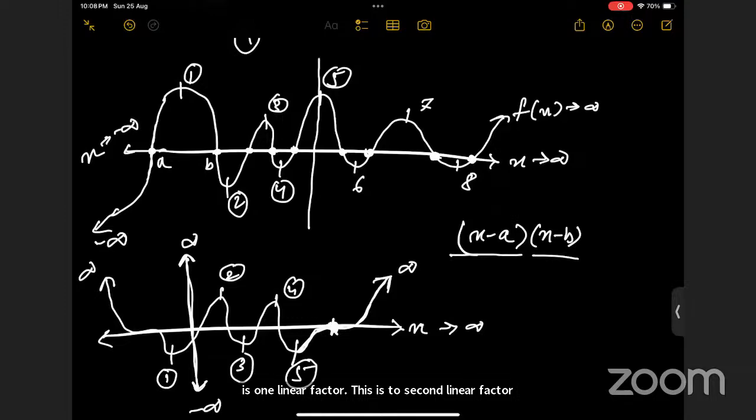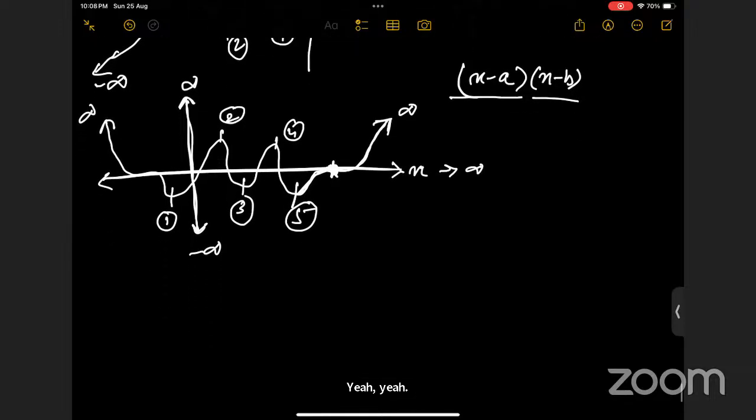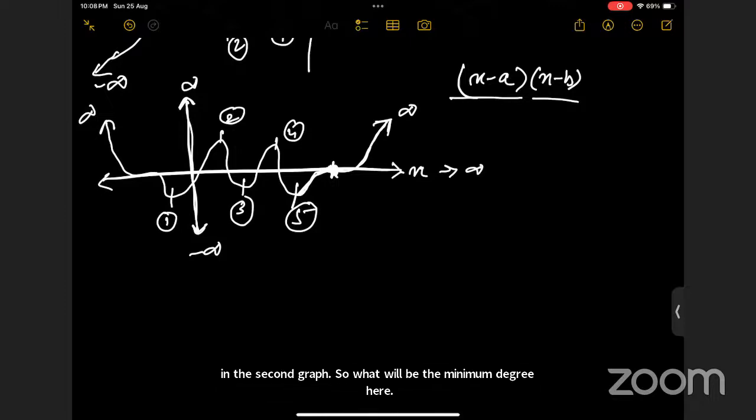Ma'am, if the graph would be touching at one point, then it would be the square or degree 2. Yeah, as per the basic rule. So we can find the example in the second graph. So what will be the minimum degree here? 6? 10, ma'am. Okay, let us count.